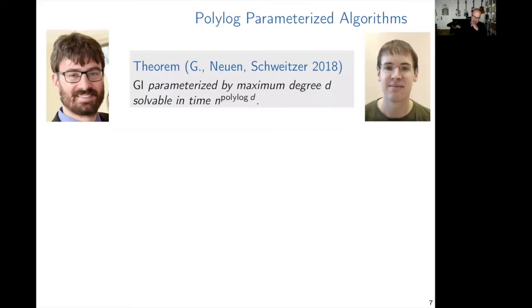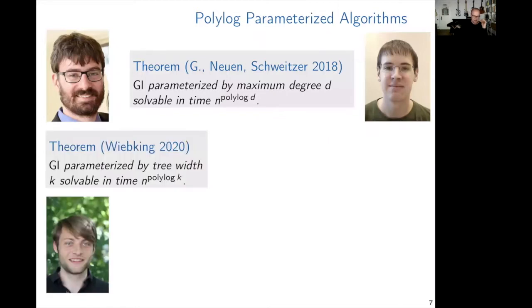Okay, so that's kind of the natural common improvement of Babai's and Luks's algorithm. And interestingly enough, this result could also be used. We used it first to find a better FPT algorithm for classes of graphs of bounded tree width. And then recently, Daniel Wiebking even proved that graph isomorphism parameterized by tree width is also PLP. That means solvable in time n to the polylog k.